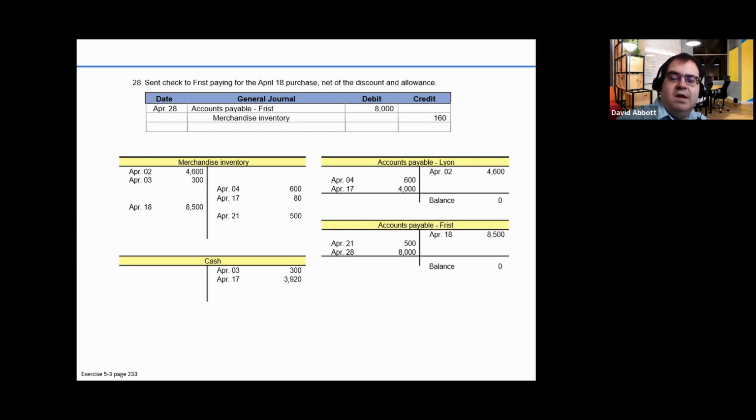Then we will credit the merchandise inventory for the discount. So 1% on $8,000 is $160. And then we'll go ahead and credit cash $78.40 because that is the amount of cash that we're actually paying. And then we can go ahead and total these up. So we see here that merchandise inventory, we now have a balance of $12,060. And then the cash that we've paid out now is $12,060.